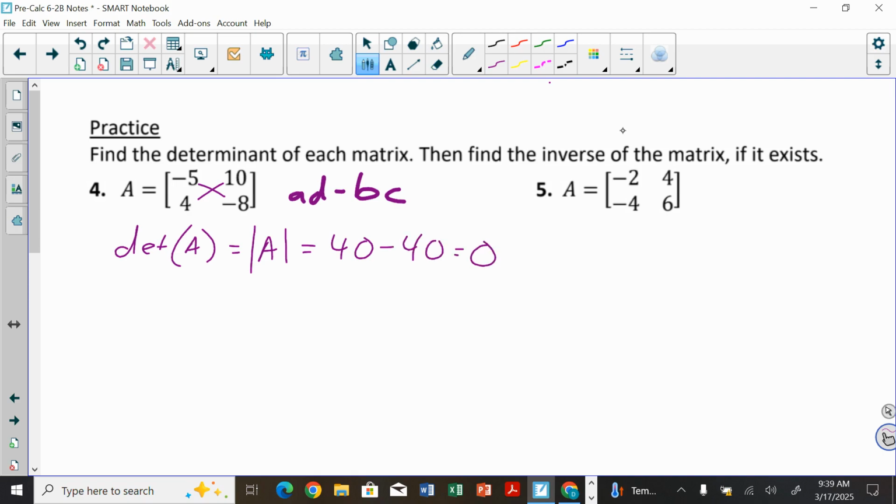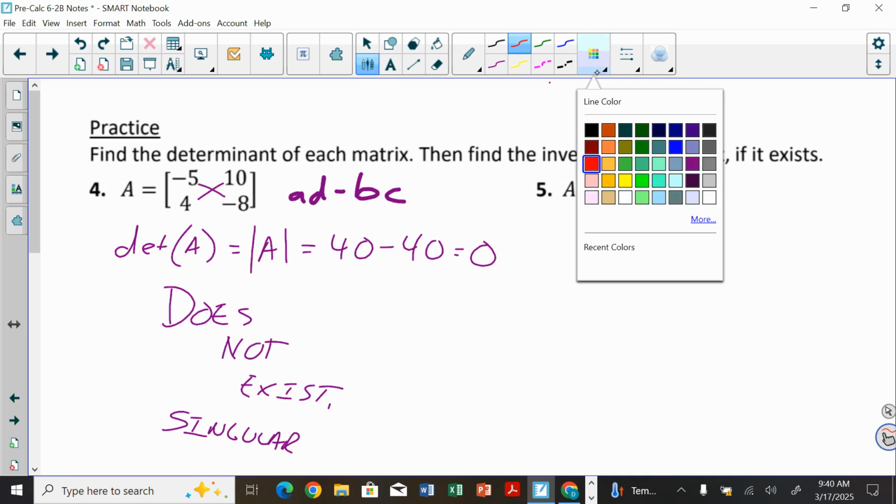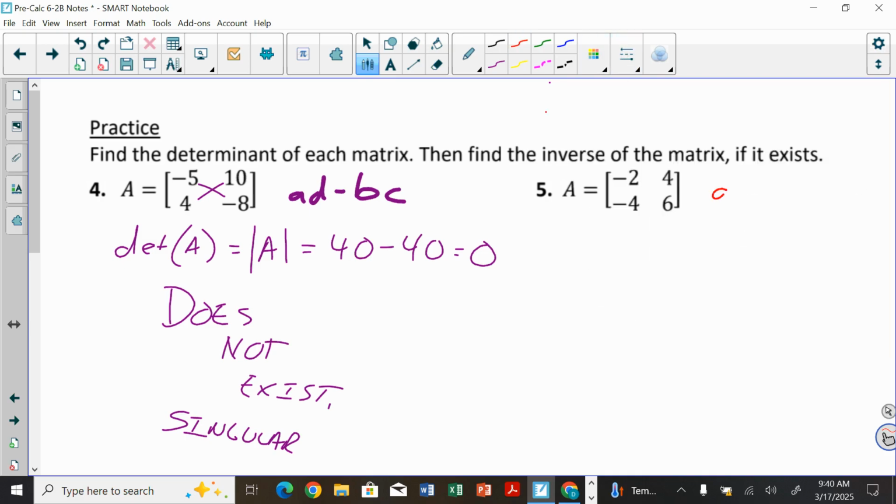Well, remember, if it does equal 0, then we can just say does not exist, or we could say singular, meaning it doesn't have an inverse. Okay? All right, how about this one? If we do the same thing here, let's just take it and go, again, looking at AD minus BC in this case. So the determinant, we're asked to find that as well.